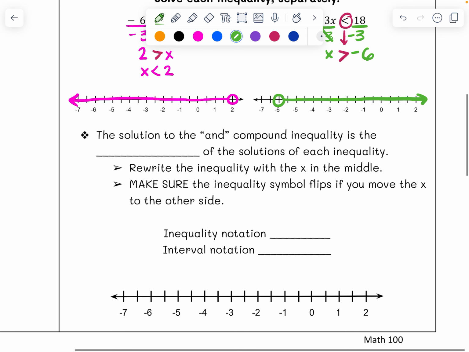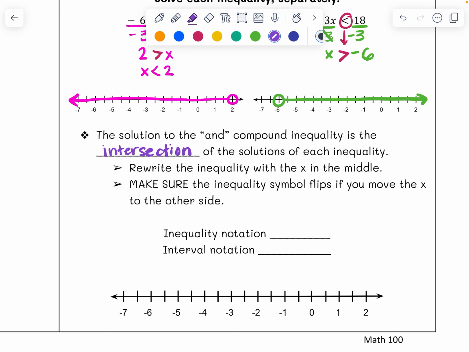The solution to the and compound inequality is the intersection of the solutions of each inequality. In other words, if we took the pink graph and the green graph and we put them together on the same graph, where they overlap is the solution. So we're going to rewrite the inequality with the x in the middle and make sure that the inequality symbol flips if you move the x to the other side.